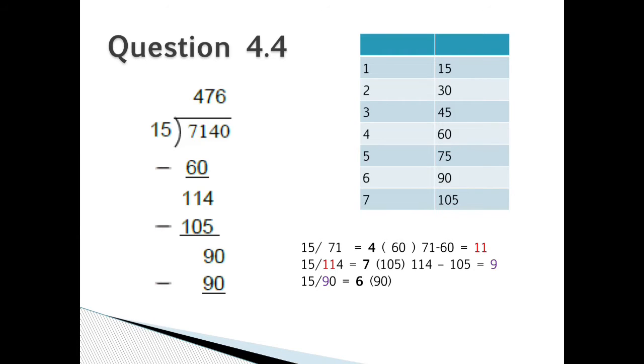15 goes into 71 4 times. 4 times 15 is 60. The difference between 71 and 60 is 11. Bring down the 4. 15 goes into 114 7 times. 7 times 15 is 105. 114 minus 105 will give you 9. Bring down the 0. 15 goes into 90 6 times. 6 times 15 is 90, so there is no remainder. So your answer is 476.